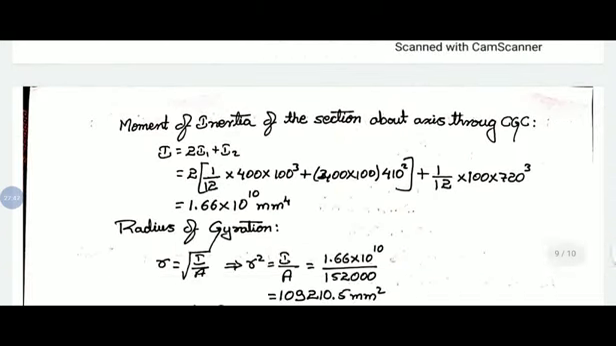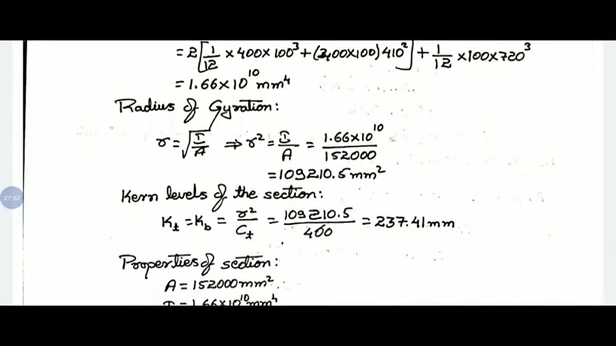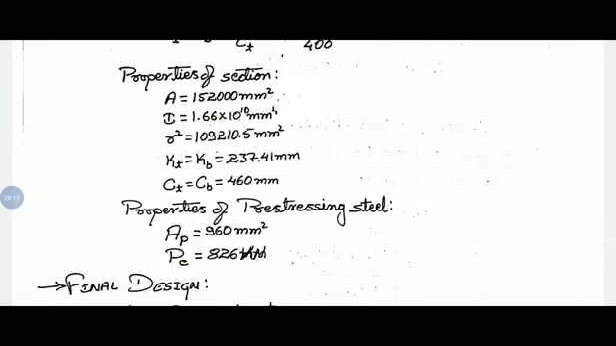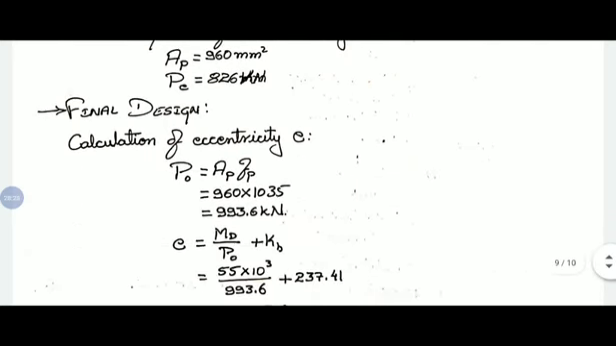So for that, moment of inertia we need to find out, radius of gyration, and Kern levels. R square by CT or CB, where R is nothing but the radius of gyration, since it is a uniform section or symmetrical section. So Kern levels will be 237.41 mm. So in summary, the properties of section and properties of pre-stressing steel, AP, we have calculated, and PE, the effective pre-stressing force. So next, final design, calculation of eccentricity.